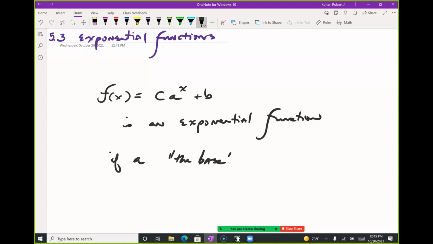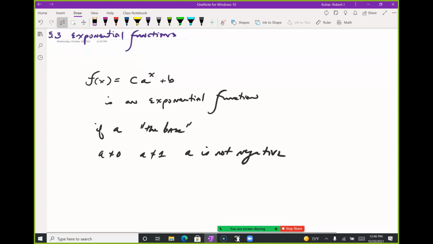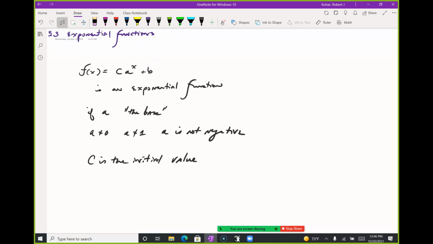So if a, the base, and it's all about the base, right? We know this. It's all about the base. If a does not equal 0, does not equal 1, and is not negative. So a is the base of the function. It's going to be fixed. Okay. C is called the initial value. And b is the horizontal asymptote.